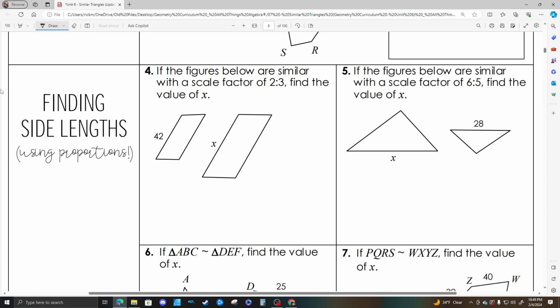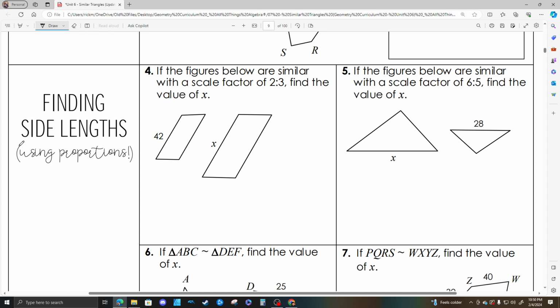So in this case we are going to be assuming that these figures are similar, and we're going to use that information to say that these sides have to be proportional. That way we can find out what these sides are. So in this case let's look at number 4, okay? Because if we jump right into it I think this will help a little bit.